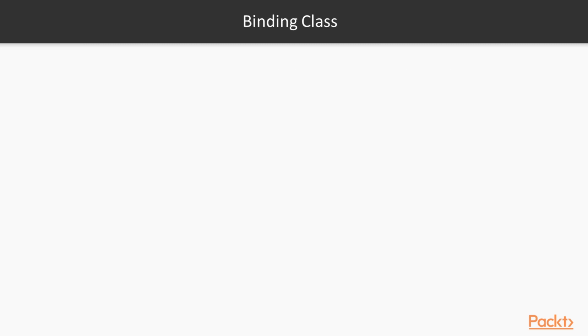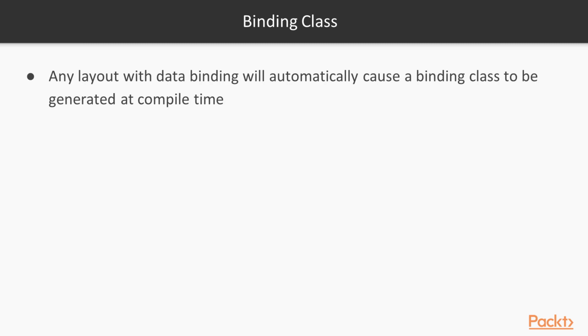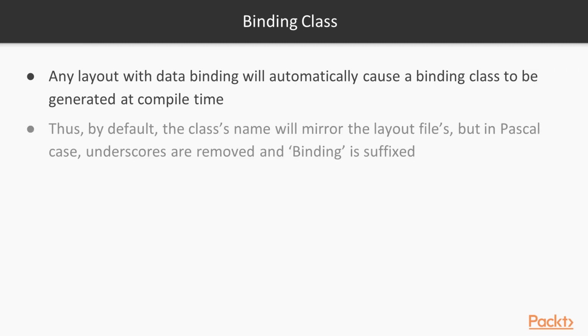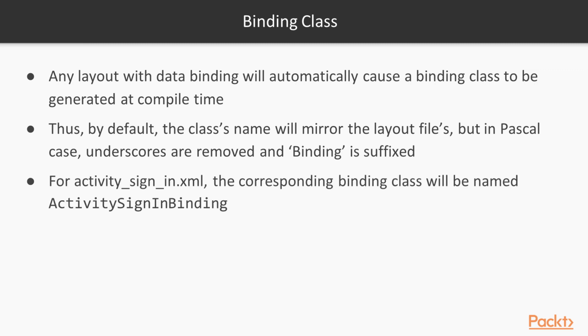The binding class. Now this is where the real magic starts. This binding class is created for every layout inside of your application that uses data binding. Its name will reflect the name of the actual layout file with all underscores removed in Pascal case and have a binding suffix added to the end of it. So for example, the sign-in activity, its layout file is called activity_sign_in. The corresponding binding class would be ActivitySignInBinding.